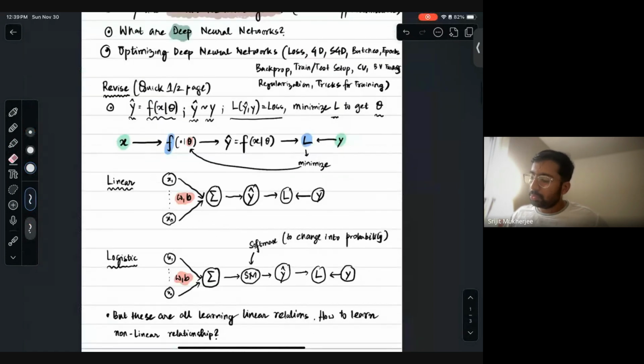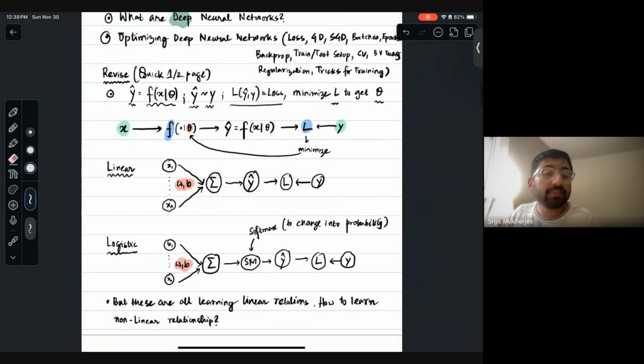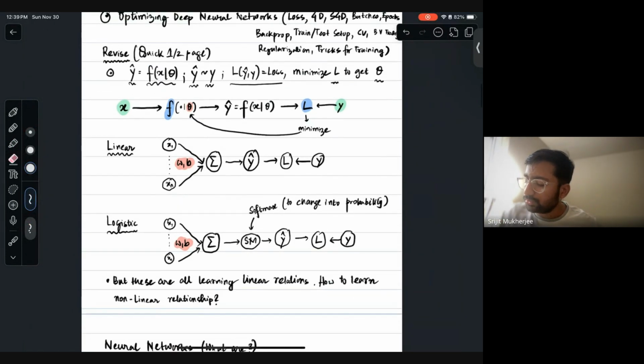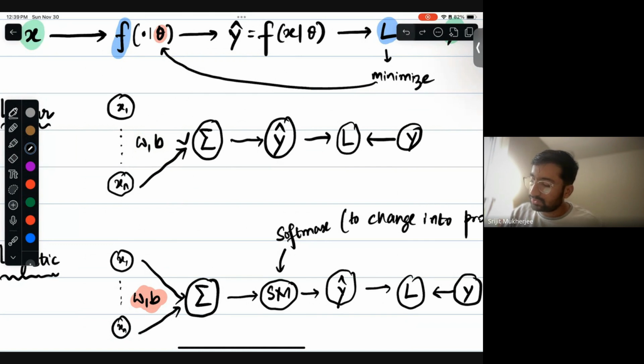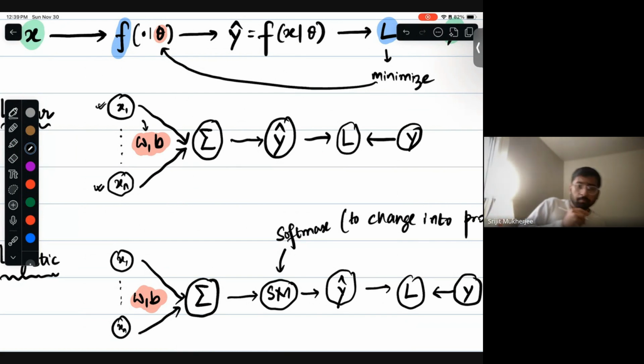And then we also did the circuit diagram. So we have x1, x2, xn, these inputs, and we have the weights w and b, which we are learning. We are trying to find these parameters w. These are parameters theta. We add them here, we do the summation, and then we get the final y hat. Okay, this is for linear regression.